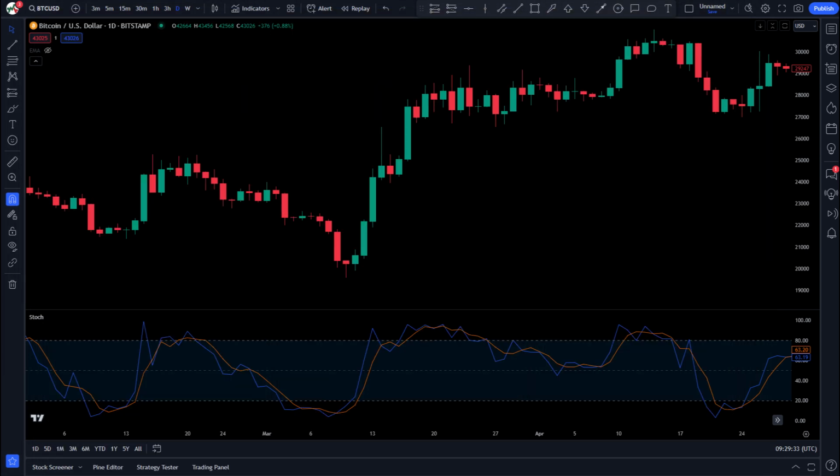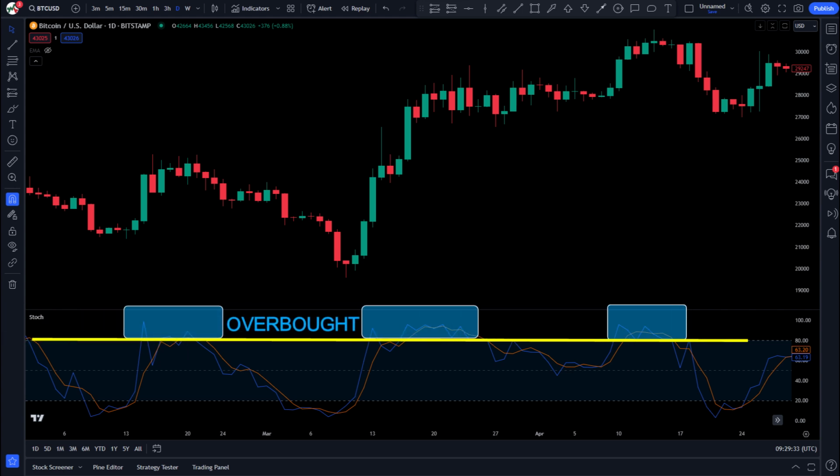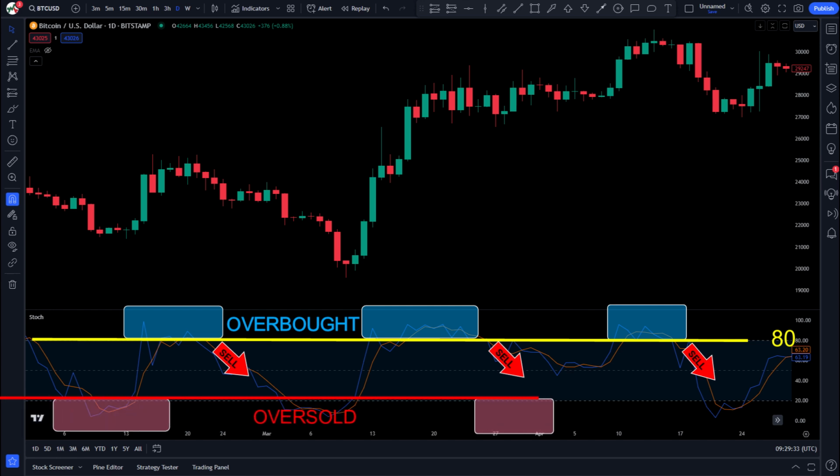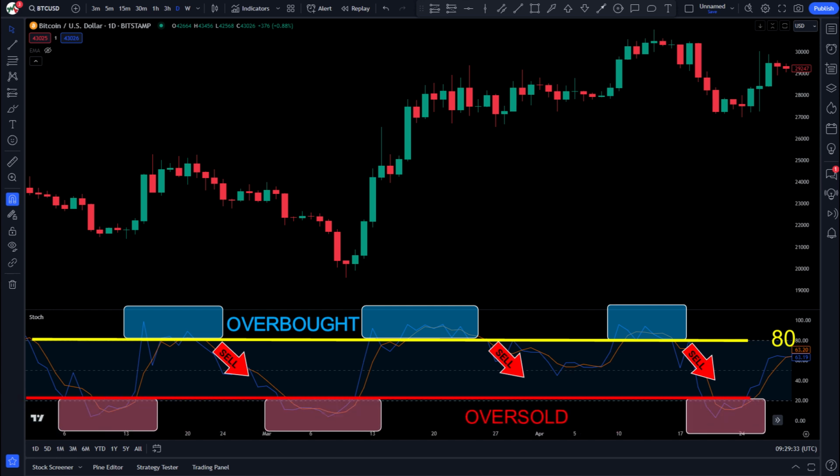In the overbought zone, when the blue line crosses below the red line and dips beneath the 80 line, it triggers a sell signal. Conversely, in the oversold zone, if the blue line crosses above the red curve and rises above the 20 line, it generates a buy signal.